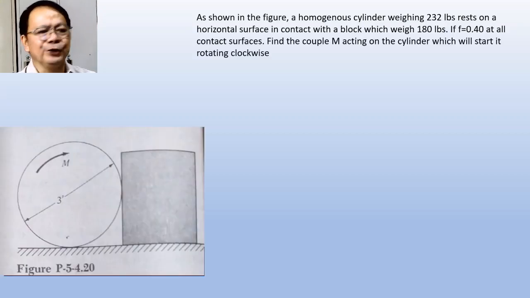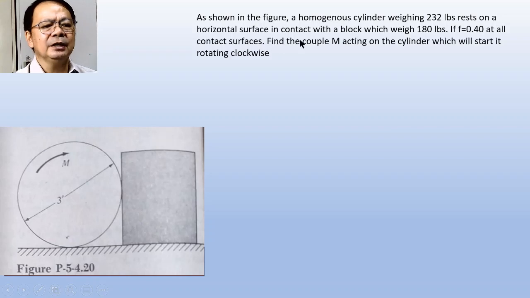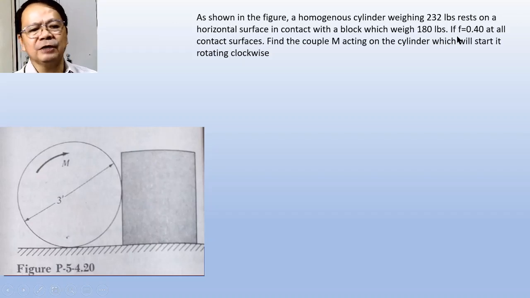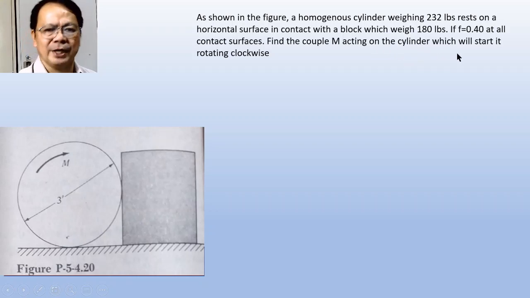As shown in the figure, a homogeneous cylinder weighing 232 pounds rests on a horizontal surface in contact with a block which weighs 180 pounds. If the coefficient of friction F is equal to 0.4 at all contact surfaces, find the couple M acting on the cylinder which will start it rotating clockwise.